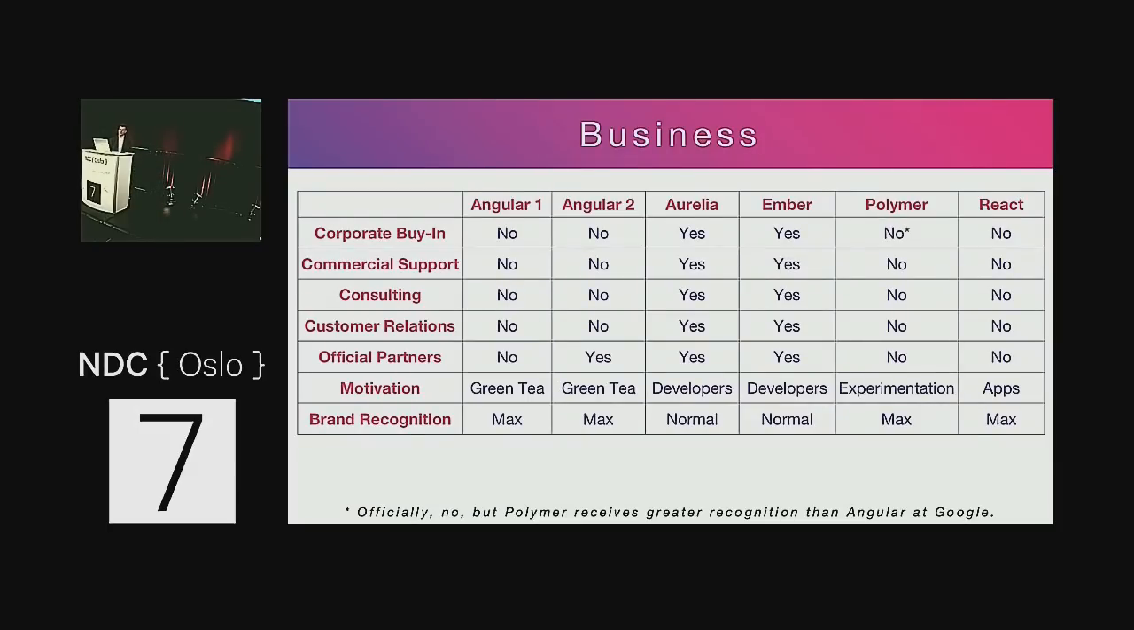The only companies that are actually building a platform for developers are the companies behind Aurelia and Ember. Polymer was mostly built as experimentation with web components. React was originally built with apps, but you'll also hear the React team use the language of experimentation. We wanted to experiment with this. We wanted to experiment with that. Only Aurelia and Ember have, from a business perspective, decided to build a stable platform for developers.